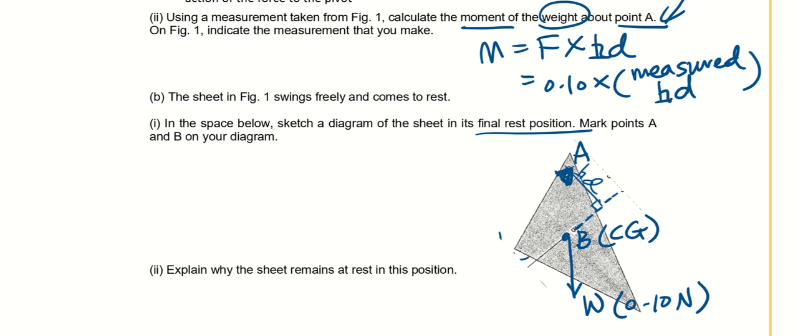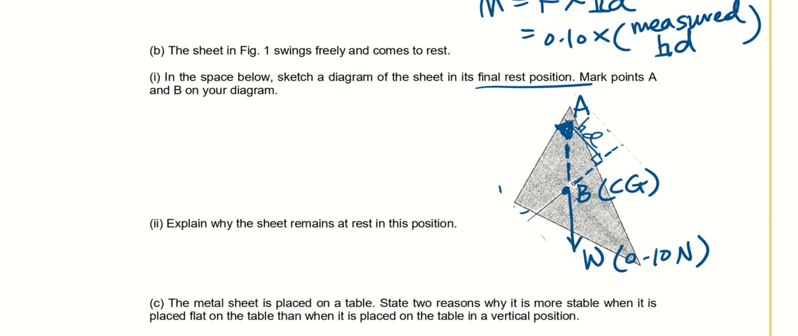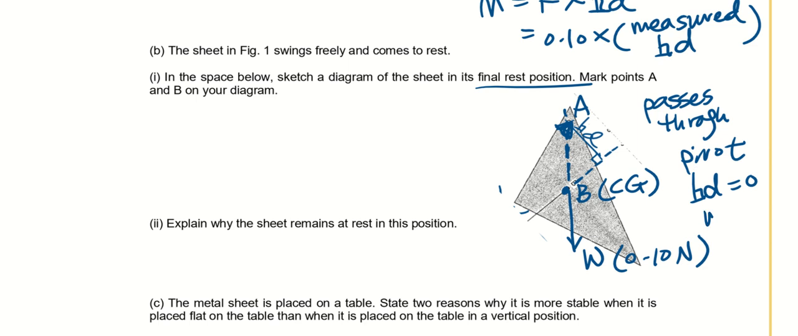The center of gravity is still at B, but it will swing until this position, because when I draw the line of action of the force of the weight, we find that this line of action actually passes through the pivot. If it passes through the pivot, the perpendicular distance is 0. So the weight multiplied by perpendicular distance will be 0. So the first point is the line of action of W passes through the pivot. Okay, so the perpendicular distance from the line of action of the weight to the pivot is 0.